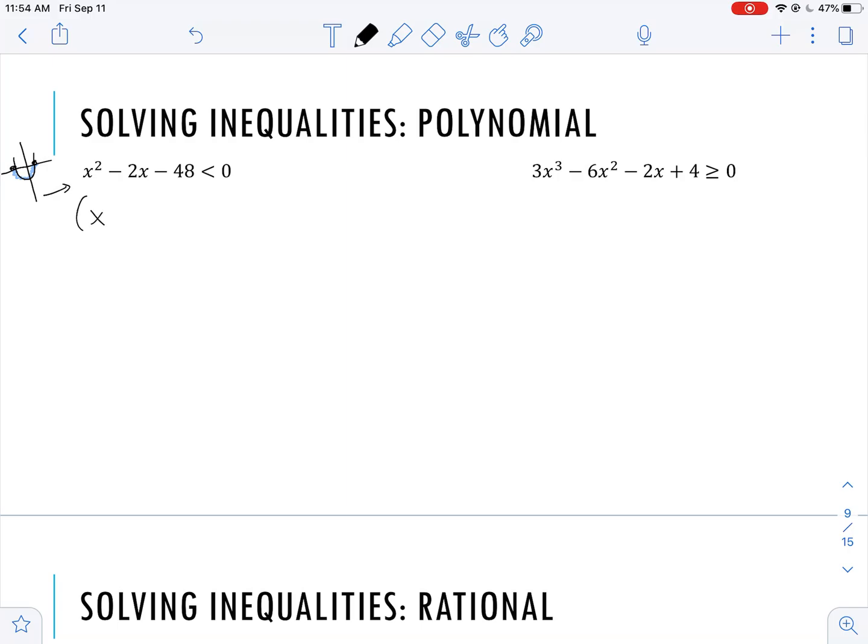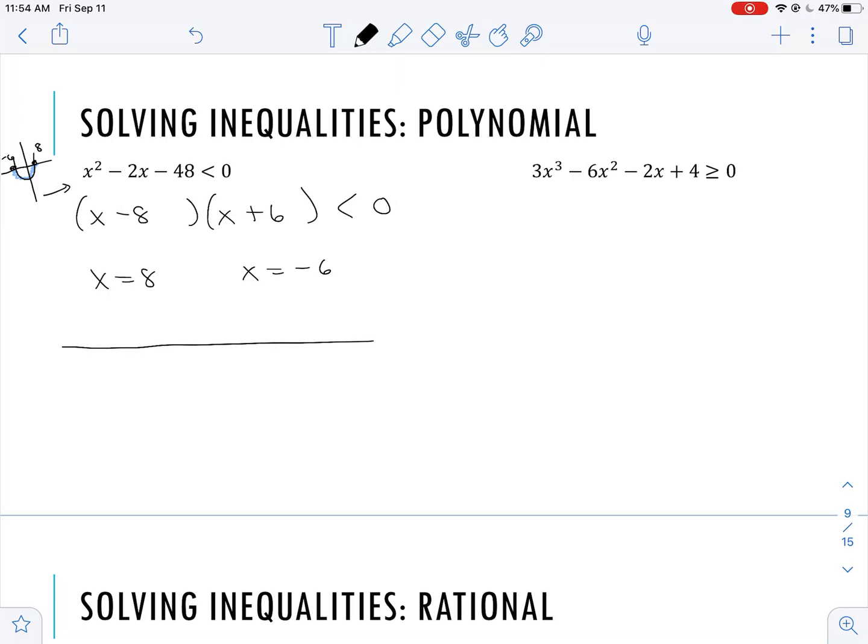So I'm going to factor and solve this. x, and what multiplies to -48 and adds to -2? That would be -8 and +6. So x equals 8 and x equals -6 are going to be my intercepts.